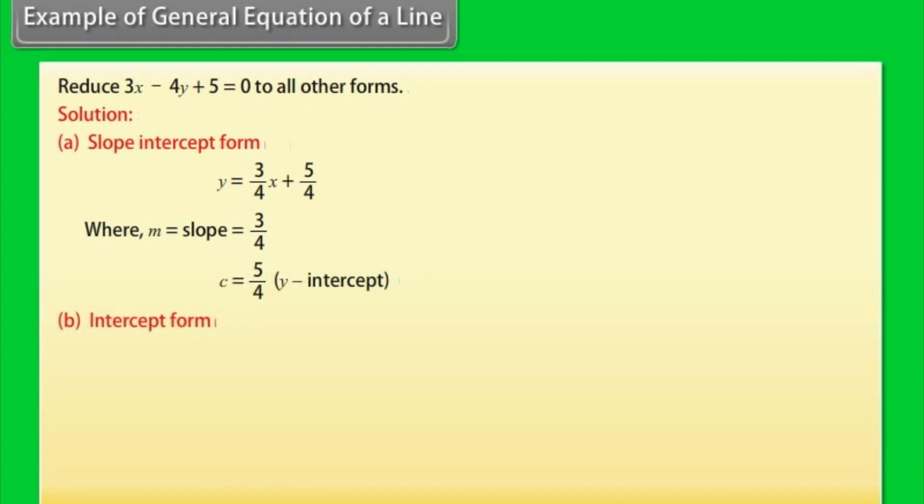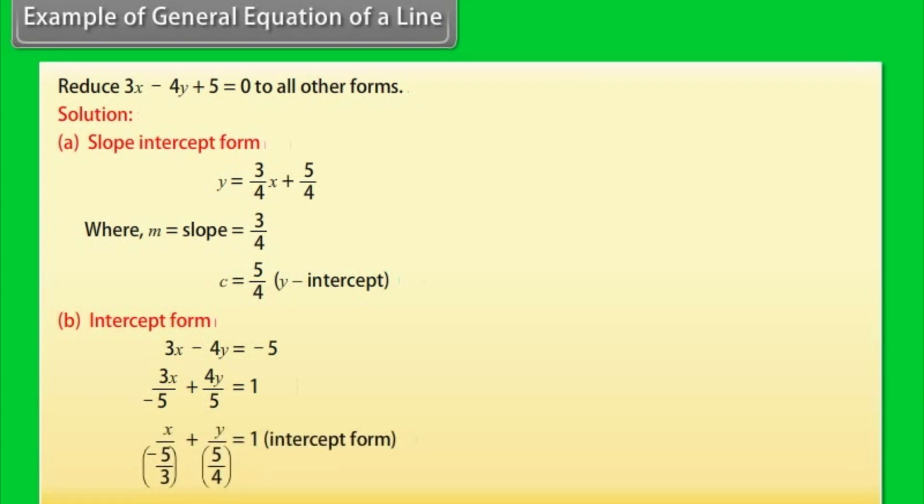Intercept form. 3x - 4y = -5. 3x/(-5) + 4y/5 = 1. x/(-5/3) + y/(5/4) = 1. Intercept form, within parentheses: x-intercept = -5/3, y-intercept = 5/4.